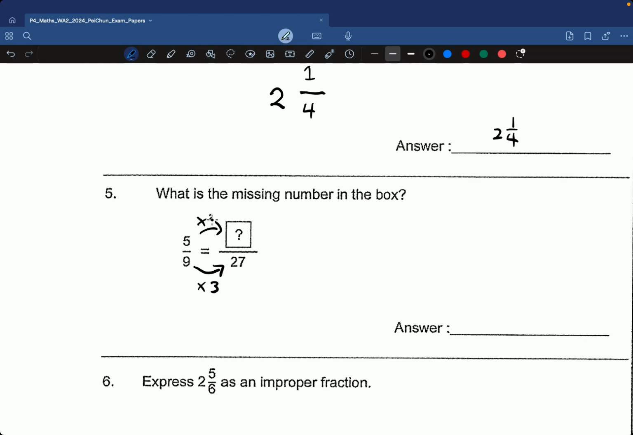You multiply by 3. Then you might be thinking, oh, the answer is 15 out of 27. Then I will mark you wrong, because it's asking for the missing number. It didn't ask you for the fraction. So what you need to do is to just put in 15. And that is the correct answer.